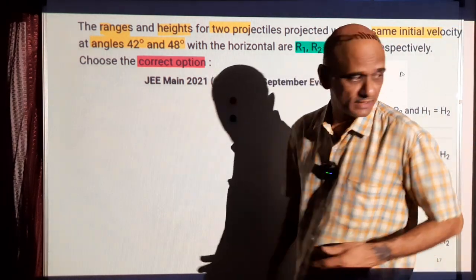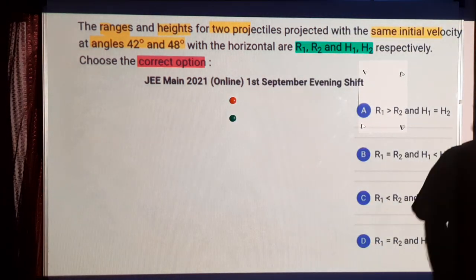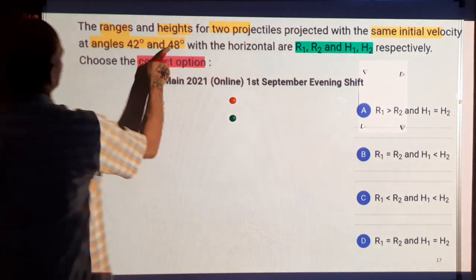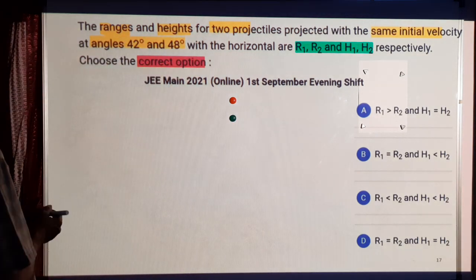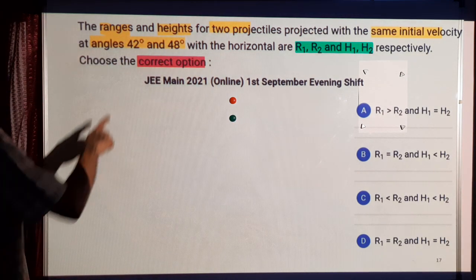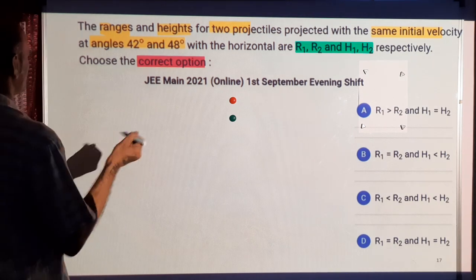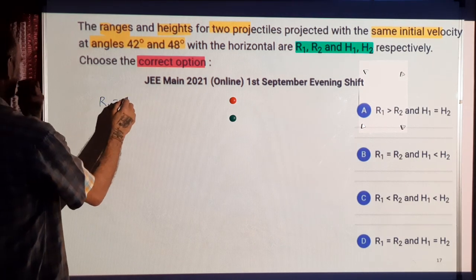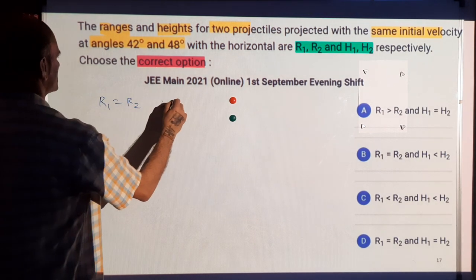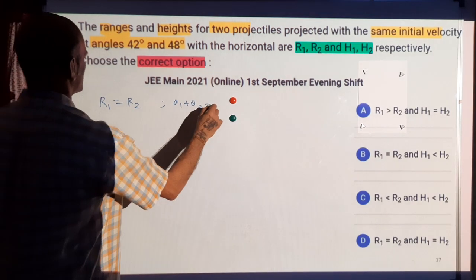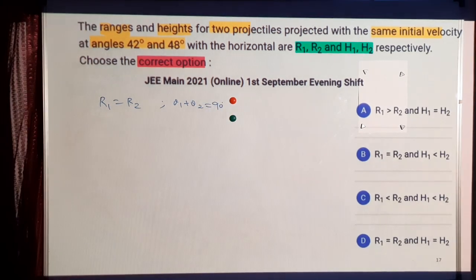Here the projectile angles are complementary. 42 plus 48 is 90 degrees. So for the same u, for complementary angles, the range is the same. So R1 equal to R2 because theta 1 plus theta 2 is 90 degrees, complementary angles.